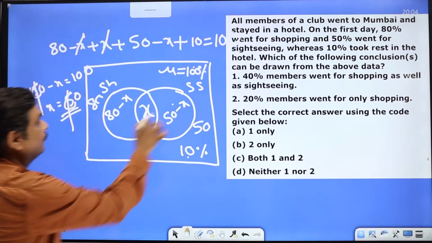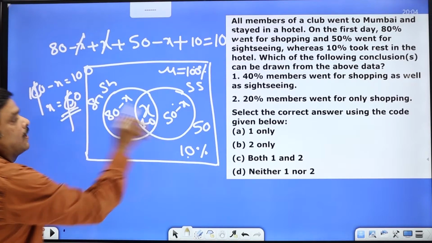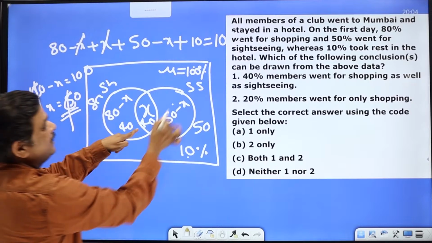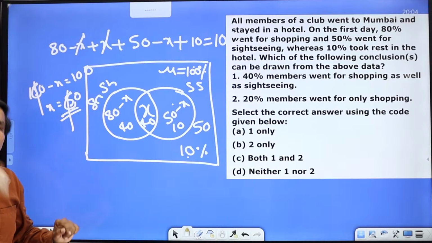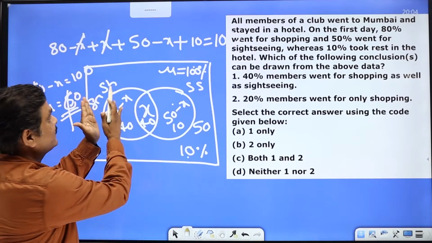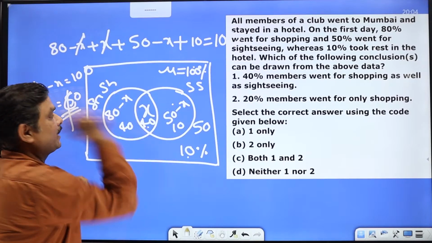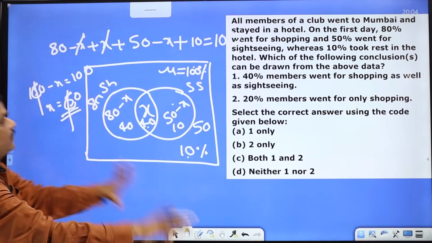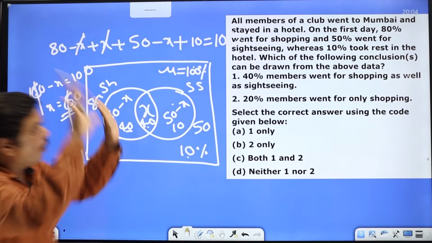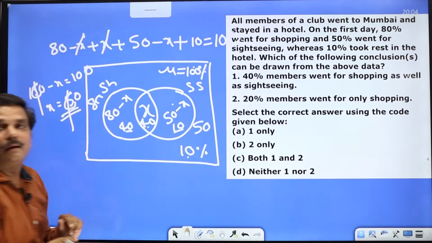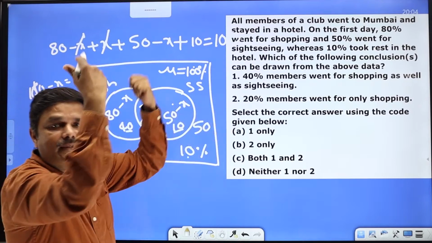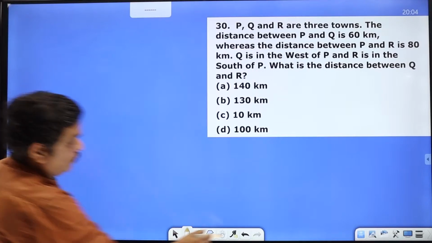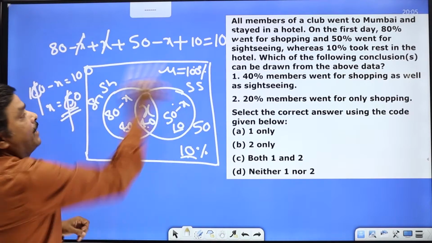So x is equal to 40. Now here 80 minus 40 is 40, and 50 minus 40 is 10. What is the meaning of this? Here both sightseeing and shopping are 40%. The persons who went only for shopping, 40%. Only for sightseeing, 10%. Neither for sightseeing nor for shopping, 10%. Total should be equal to 100%.